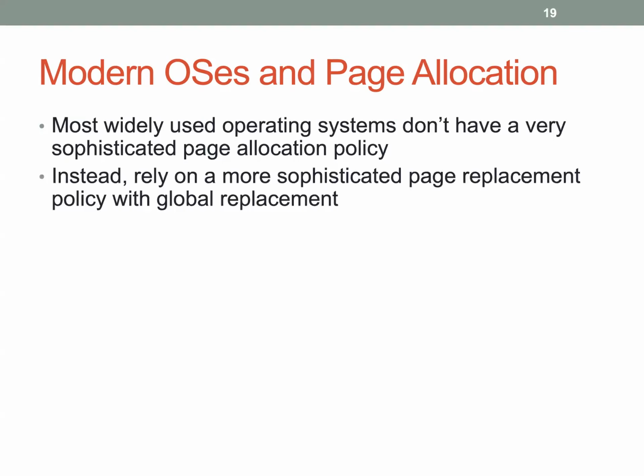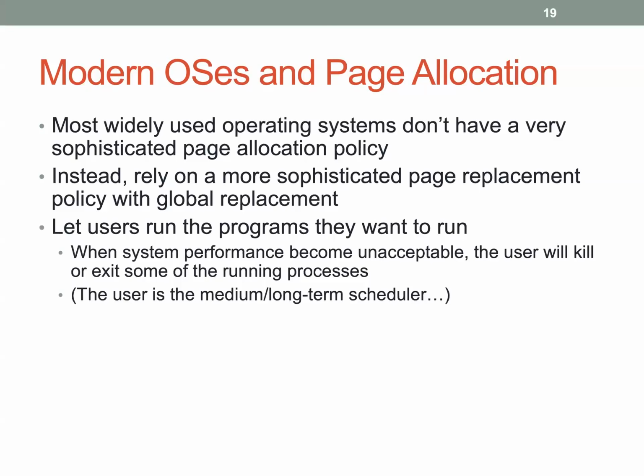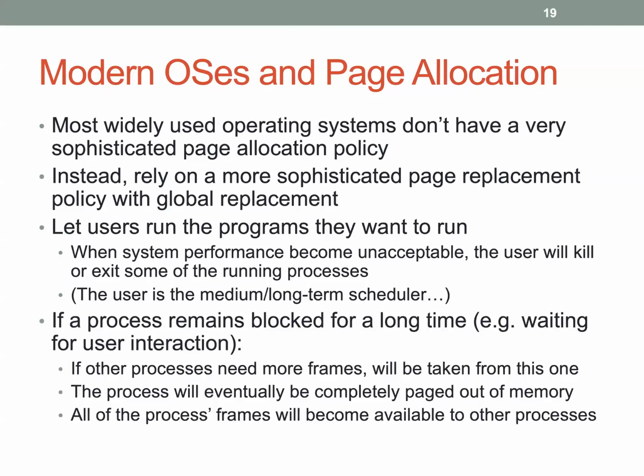Let me spell this out here. We rely on a sophisticated page replacement policy or eviction policy. Those mean the same thing. And we use global replacement so that as a process's frame requirements change, we can adjust to those very easily. We let users make the choices about what they want to do, and we hope they will be savvy enough to not do too much and to stop programs if the system starts to become overburdened on performance.